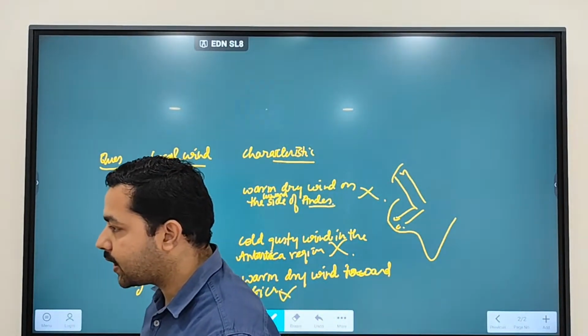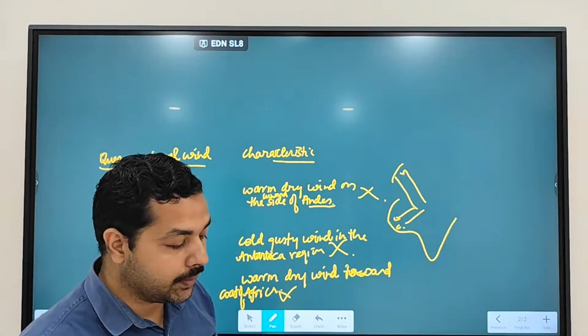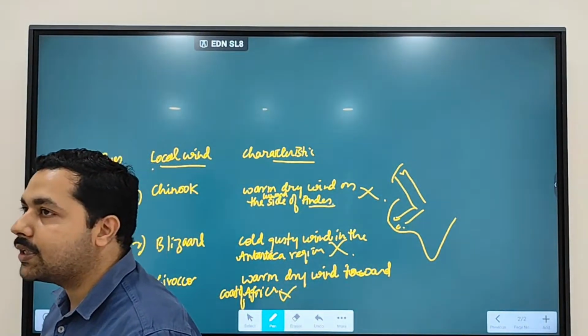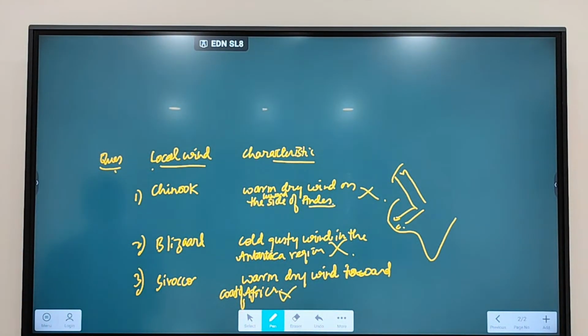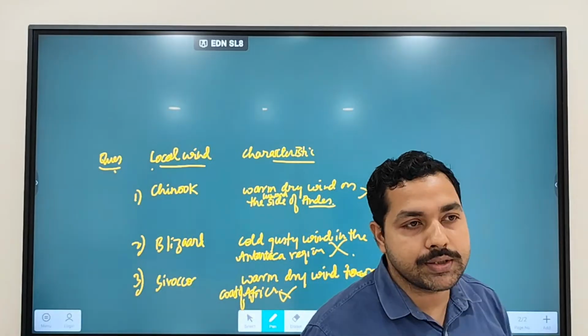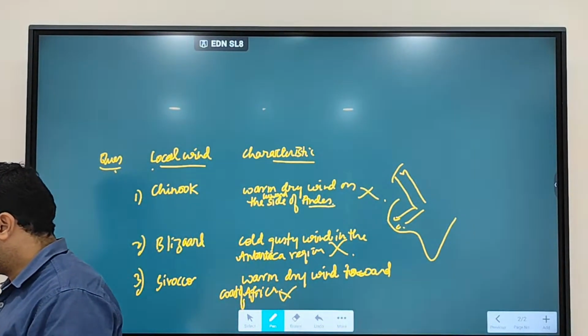Which wind is called a katabatic wind? The wind that is descending, coming from mountain towards valley, is called as what? Katabatic. The wind that is moving from the valley towards the mountain is referred to as what? Anabatic wind. Fine. Then we discussed onshore wind.